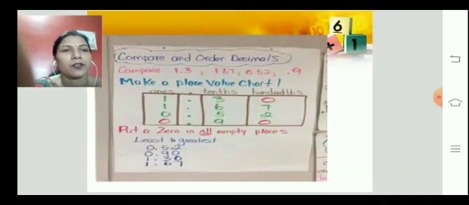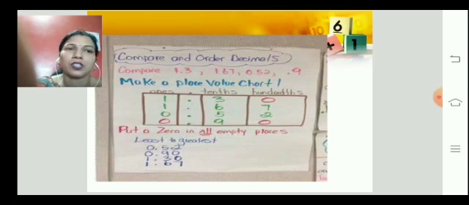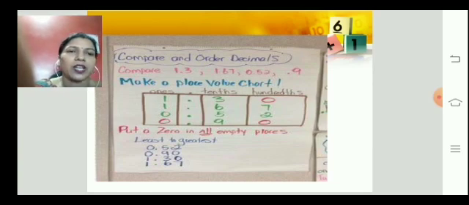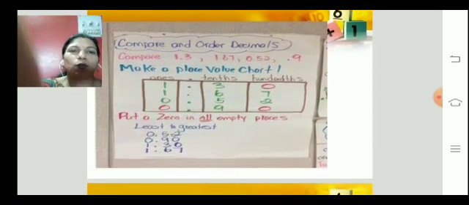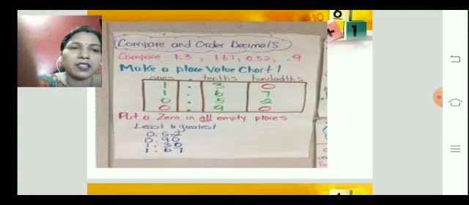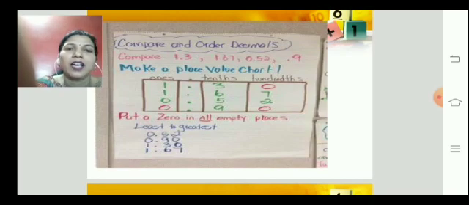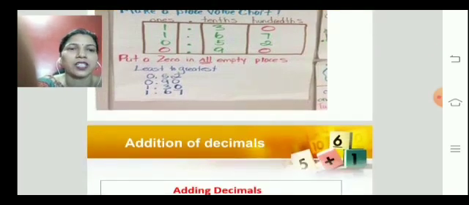Now, for example, if the numbers are 1.5, 1.67, 0.52 and 0.9. First we will make a place value chart. In this we can see there are a few places empty. So to complete the places we will put the number of zeros required to fill up the places. Then we will compare first the whole number and then the decimal, the numbers written after the decimal, that is ones, tenths and hundredths, and we will arrange in ascending or descending order.